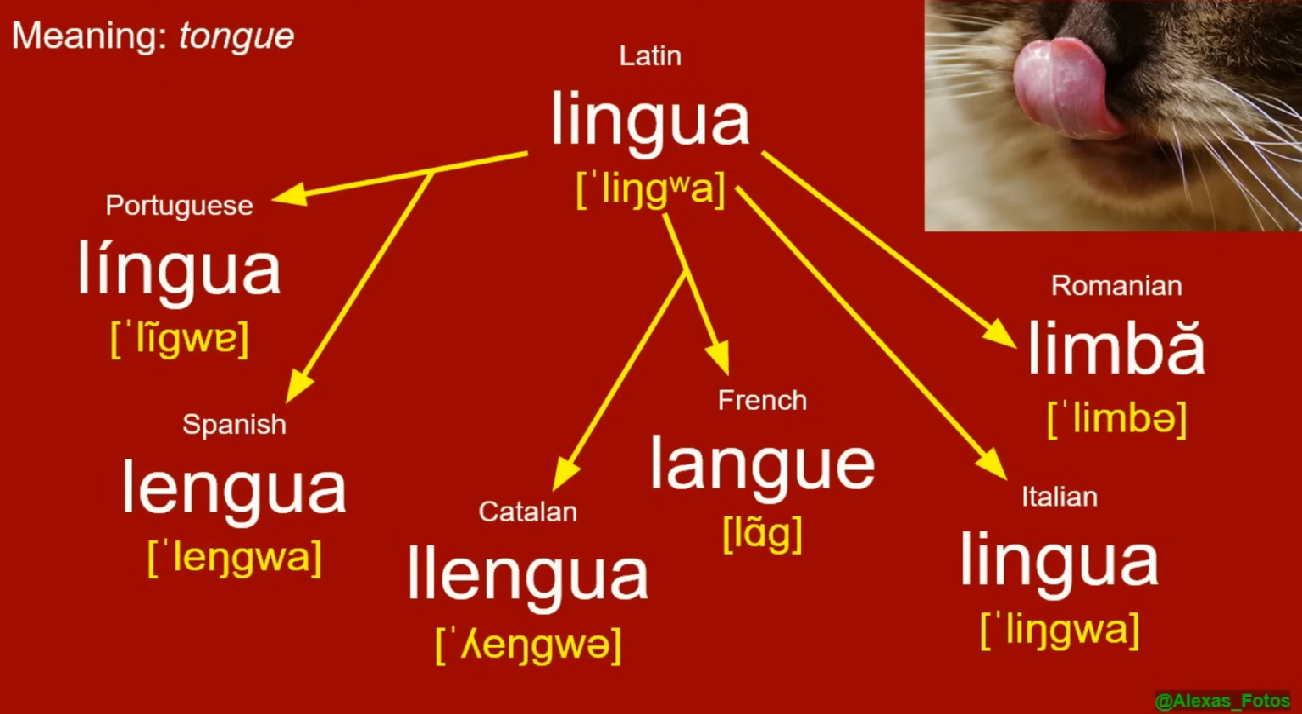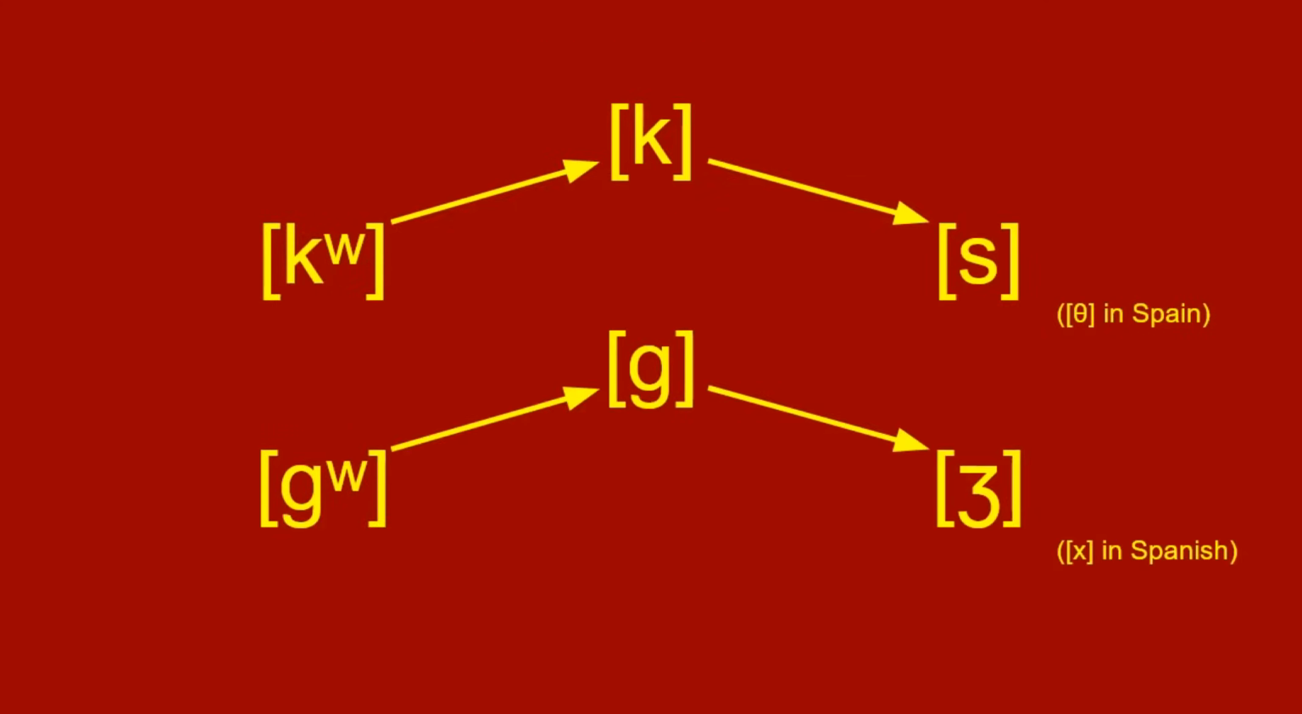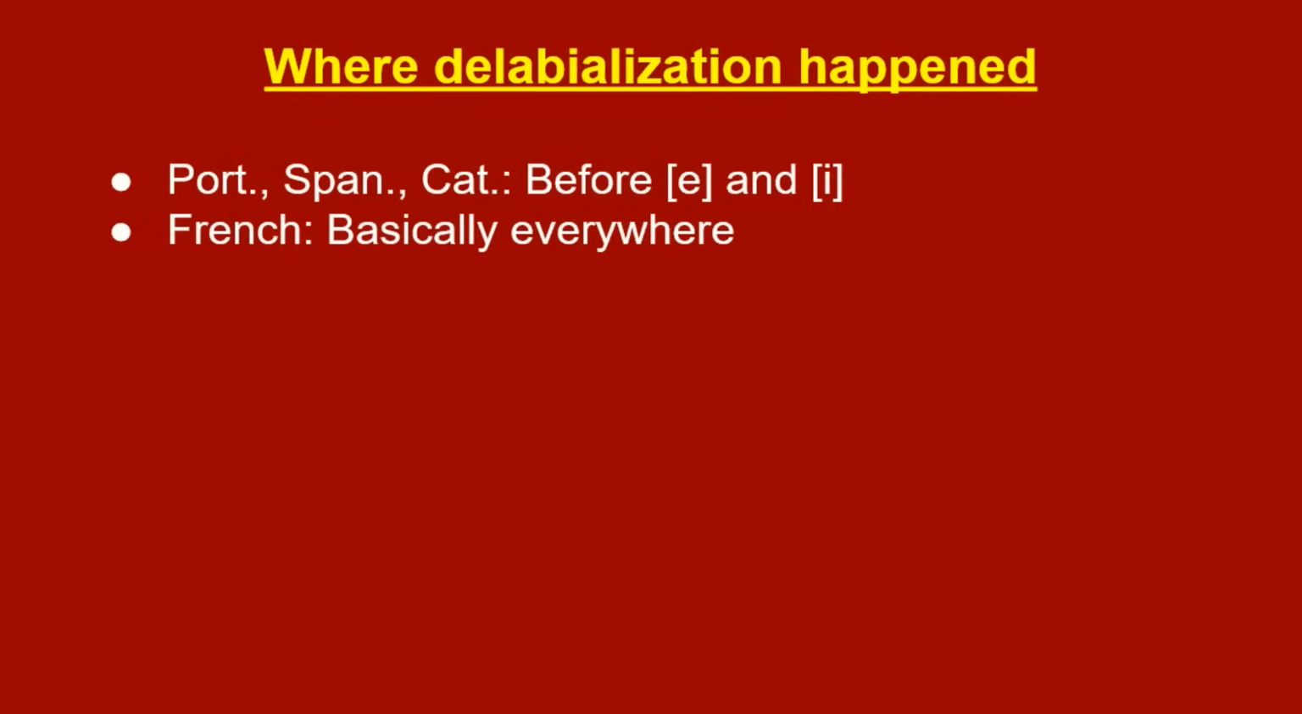However, there is one more thing to talk about with que and gua, and that's when they merged into ca and ga. In Spanish, Portuguese, and Catalan, the merger basically just happened before a and e, as this is commonly believed to have been part of a chain shift also involving the que to sa thing from earlier. Meanwhile, French basically did it everywhere, and Italian did the merger almost nowhere.